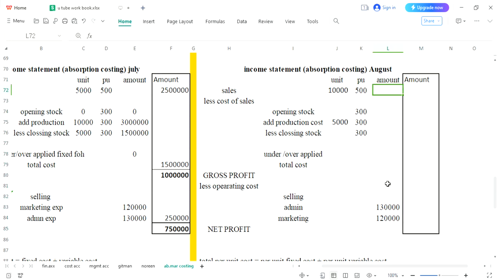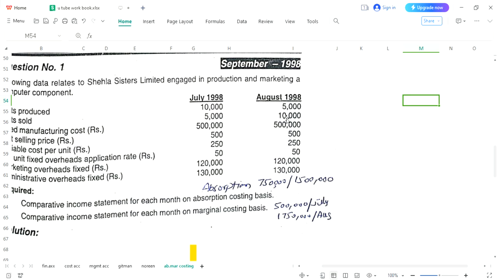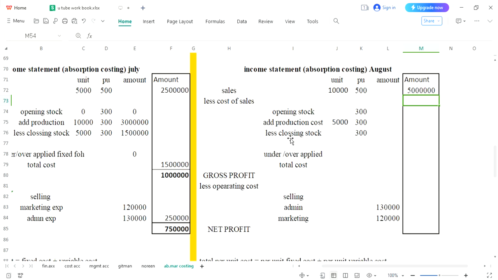Okay, first we will calculate sales and it would be written over here. How? We have the number of units present over here and the per unit price is also present. We can calculate the amount of sales: number of units multiplied by per unit. So we have got our amount. Number of units sold were written over here, 10,000, and 500 was the sale price written over here. We have got our sale price.